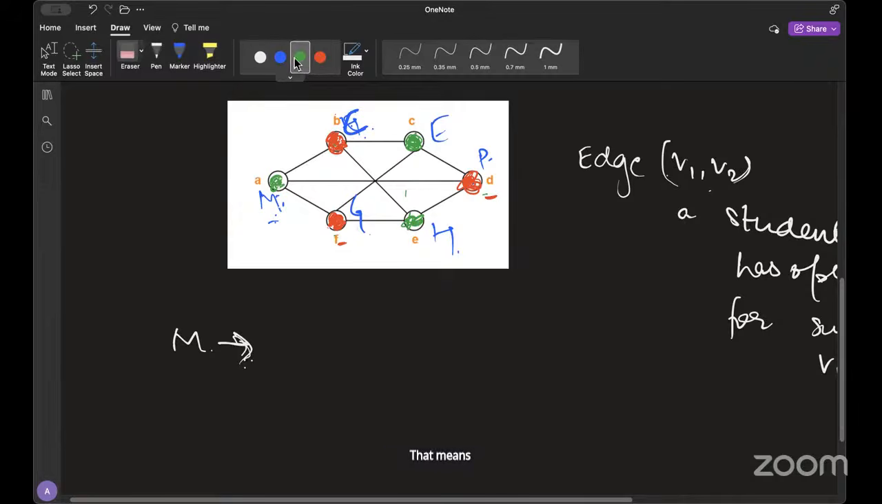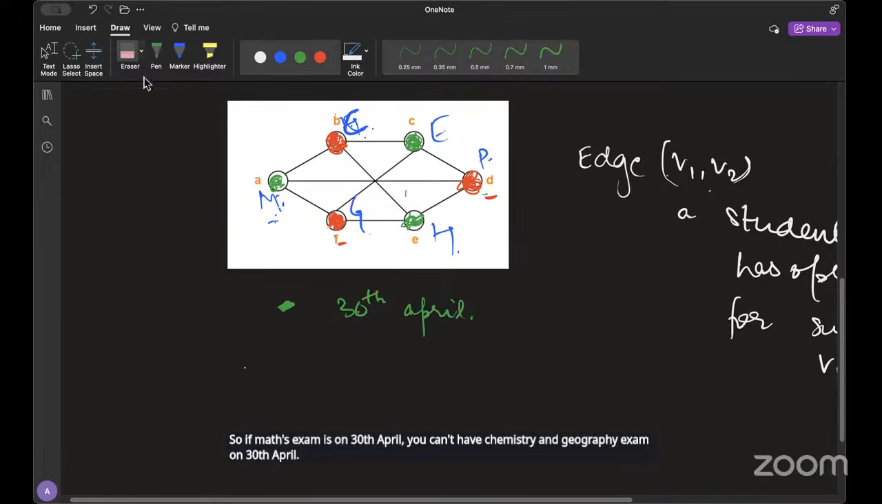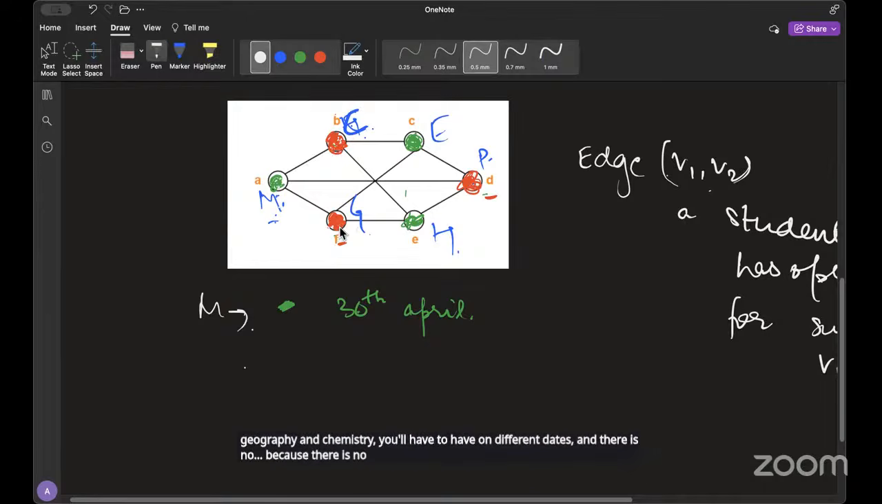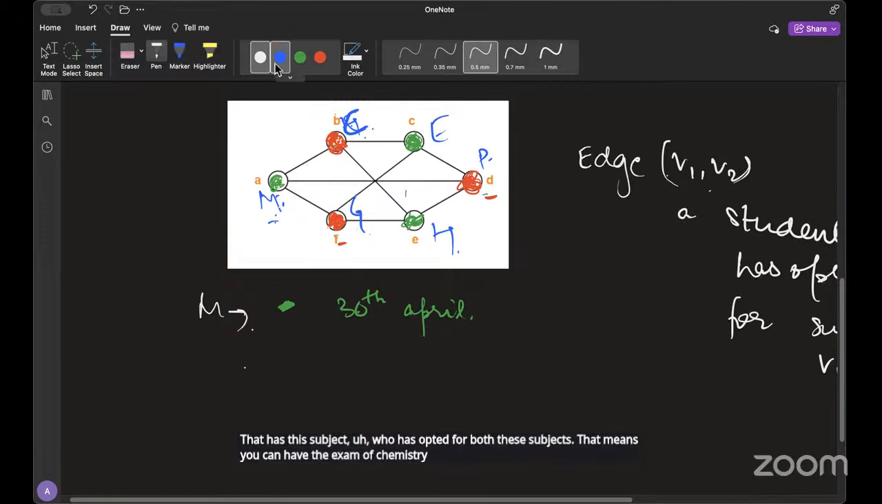Let's say this green one is 30th April. So if maths exam is on 30th April, you can't have chemistry and geography exam on 30th April. So maths can be here. Then next one, geography and chemistry you'll have to have on different dates. And there is no edge between chemistry and geography. That means there's no student who has opted for both these subjects. That means you can have the exam of chemistry and geography on the same date.